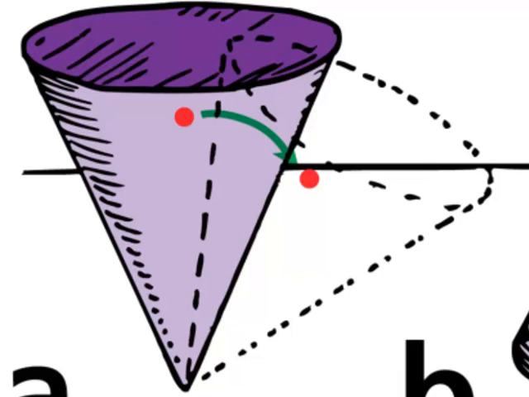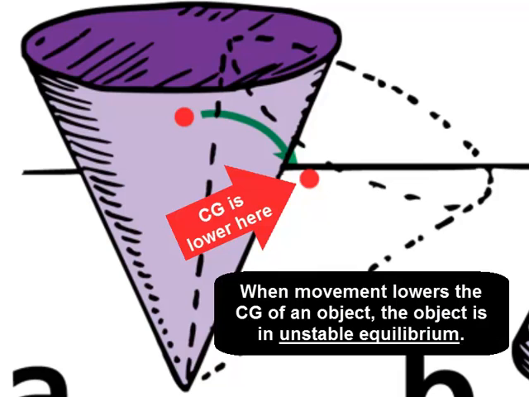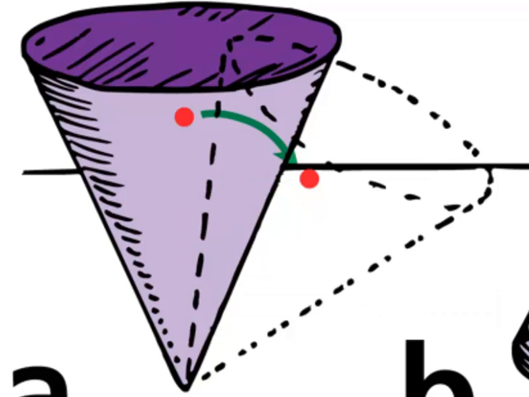What happens to the CG of a cone standing on its point when it topples? The CG is lowered by any movement. We say that an object balanced so that any displacement lowers its center of gravity is in unstable equilibrium.